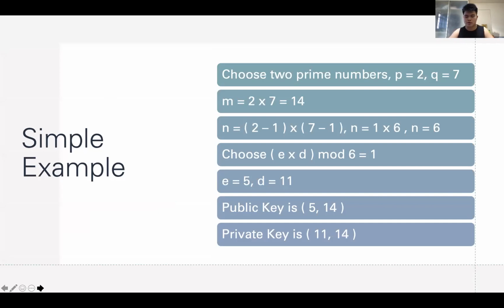Now, as for d, it has to be smaller than m, which is 14, and have no common factors with 6 besides 1. Let's choose 11. Now, solving the equation with 11 substituted in will give us 5, and that will be e. So our public key, e comma m, in this case is 5, 14, and our private key, d comma m, would be 11, 14.